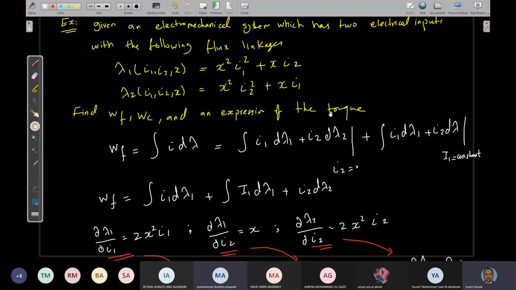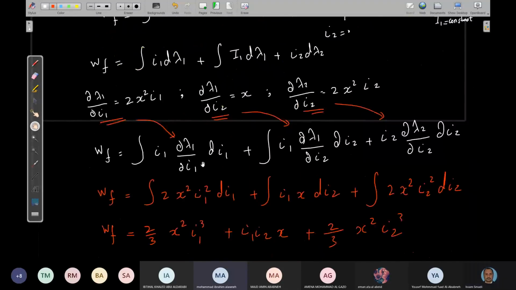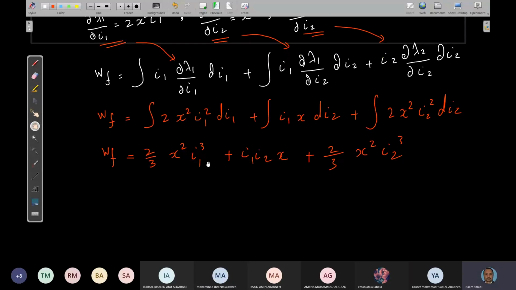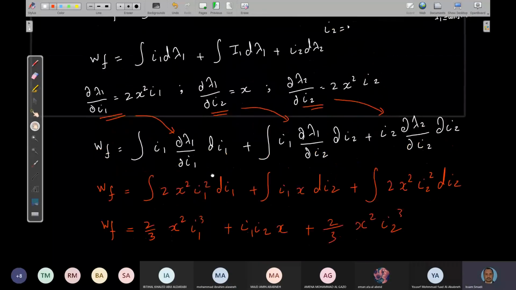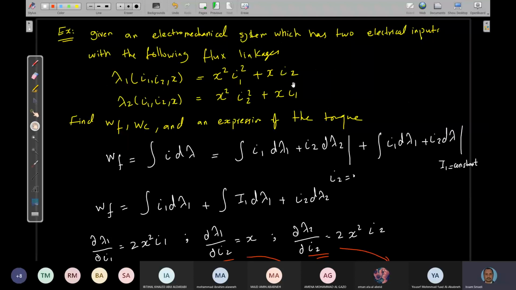Can you write it in terms of lambda? It's difficult, do you see? Is this system linear or non-linear? Can I write lambda as L x multiplied by I here? Can I? No. So this is a non-linear magnetic system, is that correct?